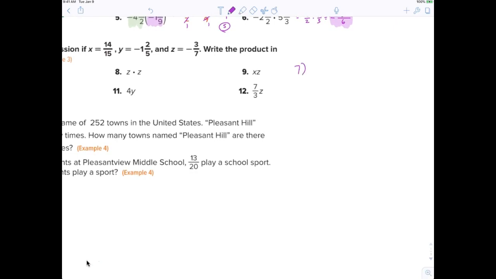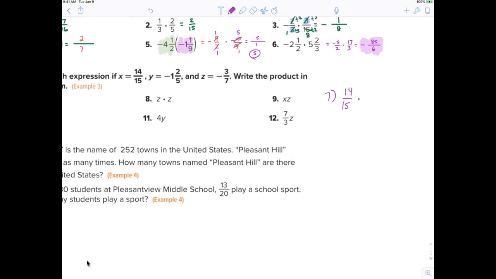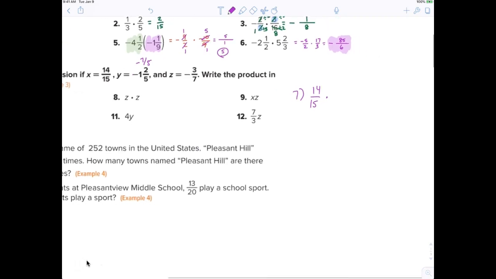So here we go. We're going to do 14 over 15 times. Now, I wouldn't write negative 1 2/5. On my test, I used to go back and automatically change this to what? I would just convert it right off the bat, so I don't have to keep doing that. Watch. Did everybody see that? So now if I multiply that, that's going to be multiplied by what?